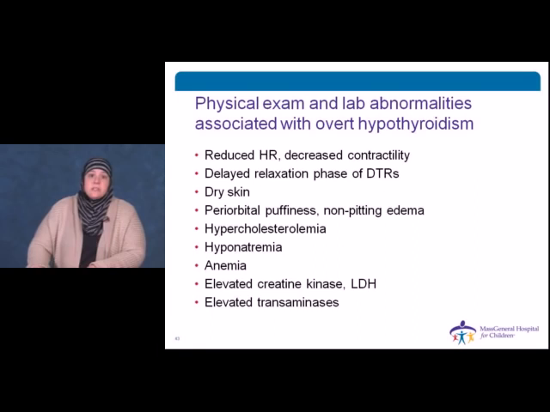In terms of physical exam and lab abnormalities, you may see reduced heart rate and decreased myocardial contractility. A good physical exam sign is delayed relaxation phase of the deep tendon reflexes. You may see dry skin, often periorbital puffiness in significant hypothyroidism, and some non-pitting edema. And in terms of lab abnormalities, hypercholesterolemia and hyponatremia are associated with hypothyroidism, as is anemia. And in extreme cases, you may see elevated CK, elevated LDH, and elevated transaminases.